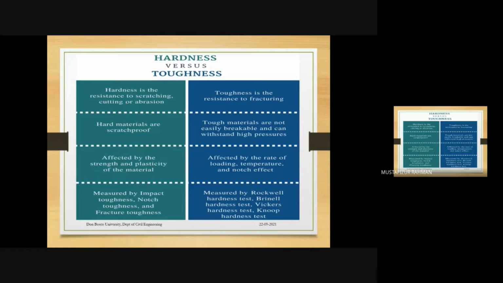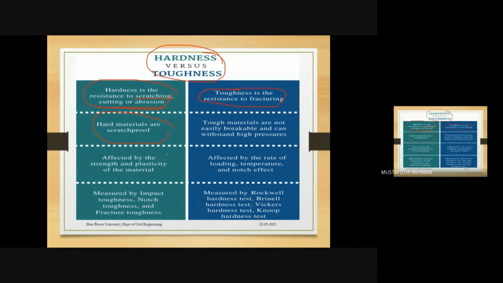Then there is another term, hardness. What is the difference between hardness and toughness? Hardness is the resistance to scratching, cutting, or abrasion. So one material is applying friction on another material, and the material is not producing any scratches. That means the material is hard. And toughness is the energy absorbed till fracture, till failure. So toughness is related to ultimate failure. So again, hard materials are scratch proof this way.